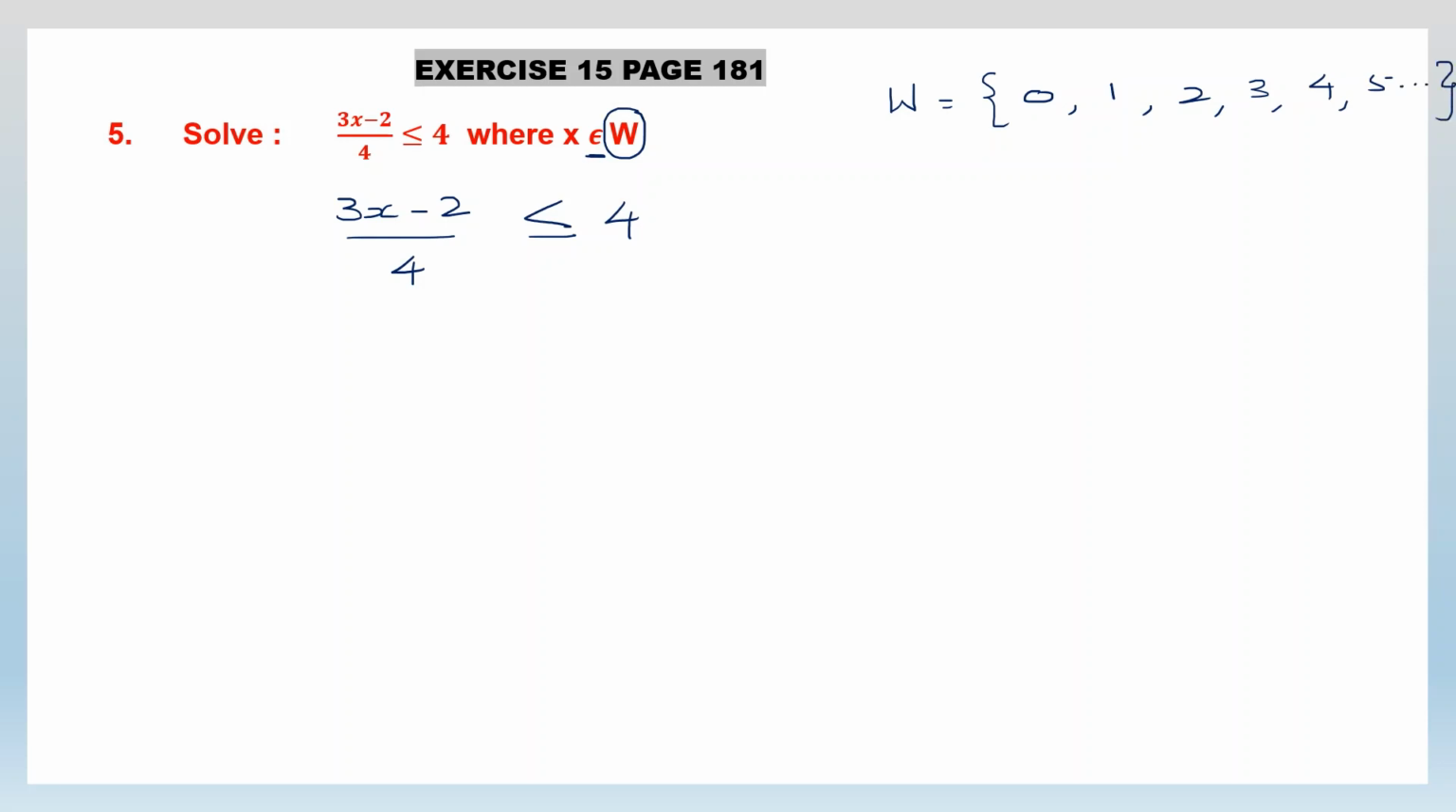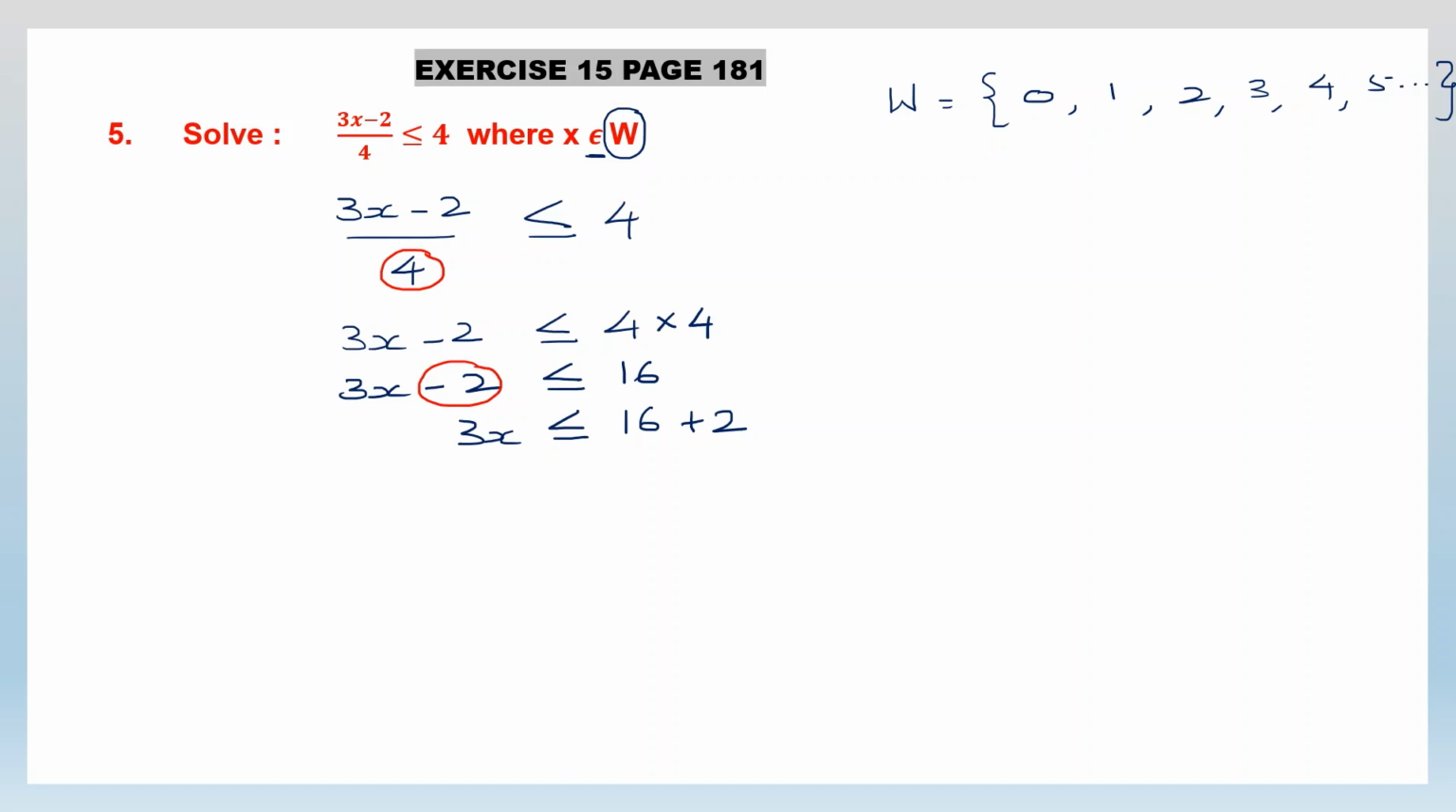Now let's solve for x here. 3x minus 2 is less than or equal to 4 into 4, because we have transposed this 4, which is division here, to the right hand side. So it became multiplication. 3x minus 2 is less than or equal to 4 fours are 16. So 3x will be less than or equal to 16 plus 2, because we have transposed the minus 2 to the right hand side. It's become plus 2. So 3x is less than or equal to 18.